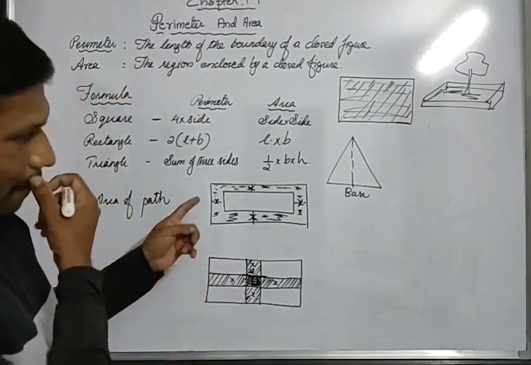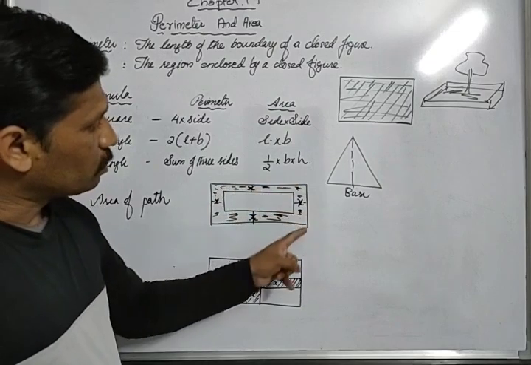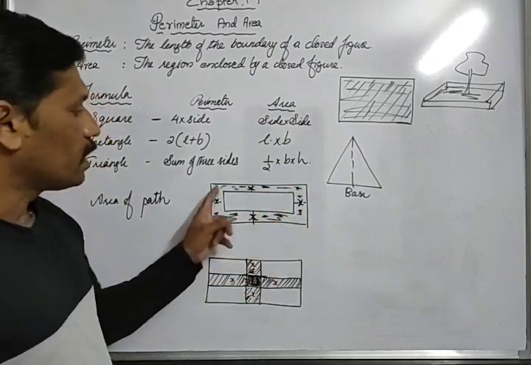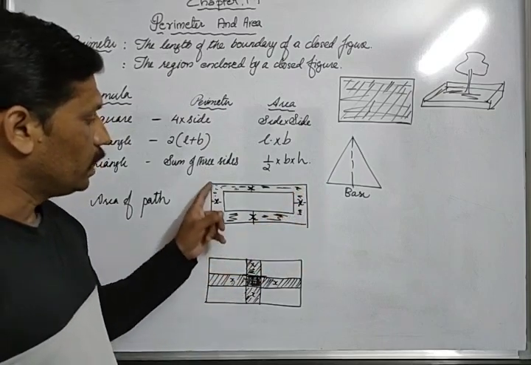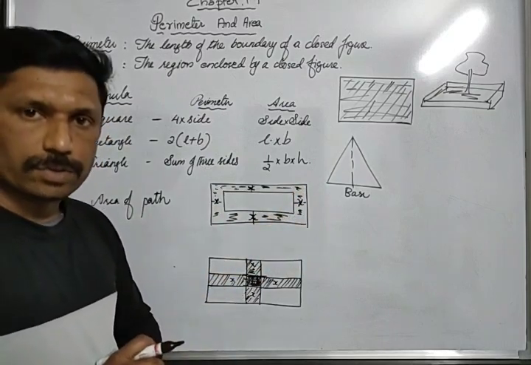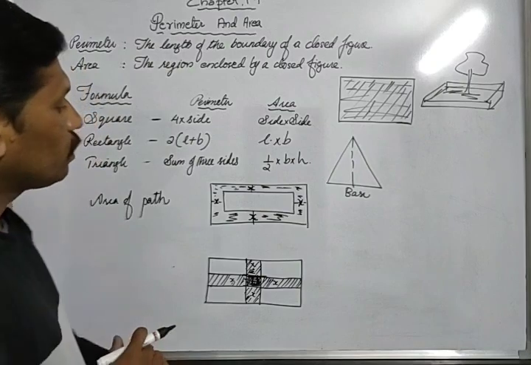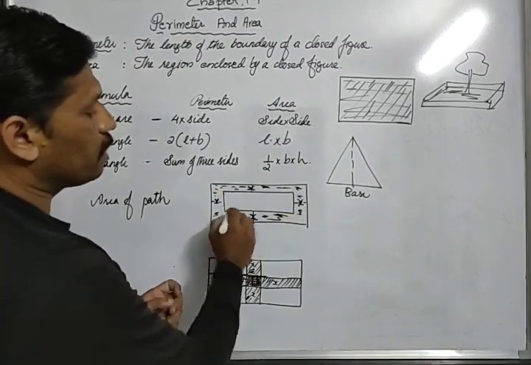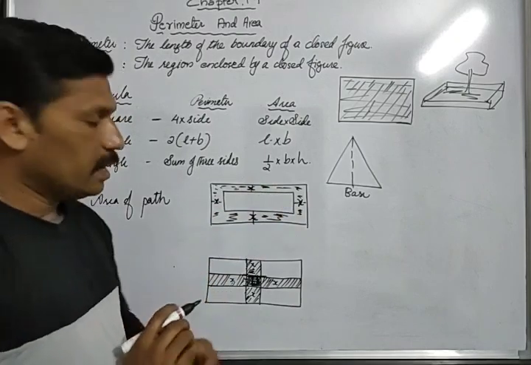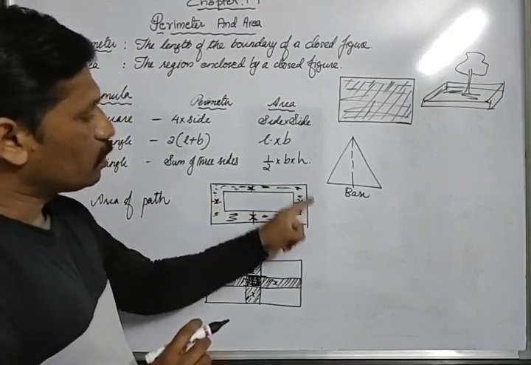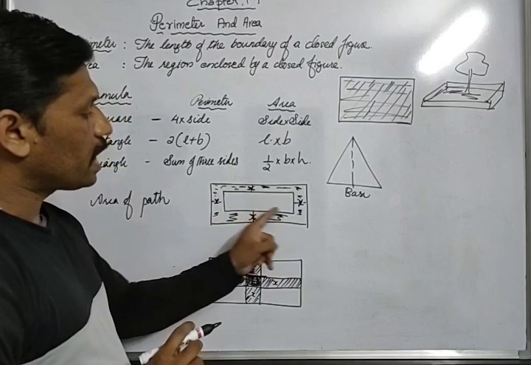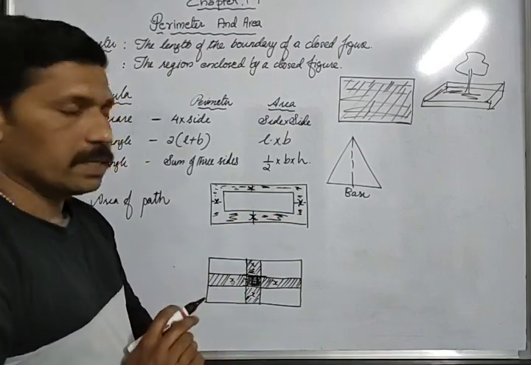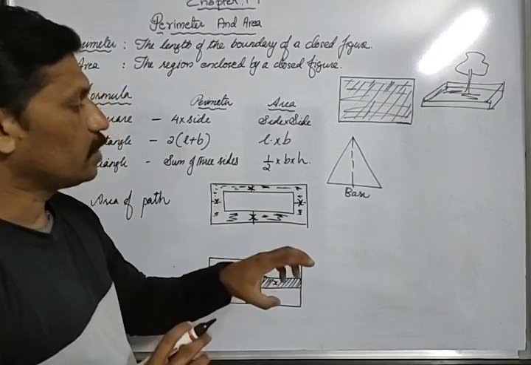Suppose there is a closed figure, a rectangular park, and around that a road is there. What is the area of that road? In order to find out, here you can see 2 rectangles, one is the outer rectangle and one is the inner rectangle. The area of the road means from the outer rectangle area, if we subtract the inner rectangle area, then we get the area of this road. That means outer rectangle area minus inner rectangle area.